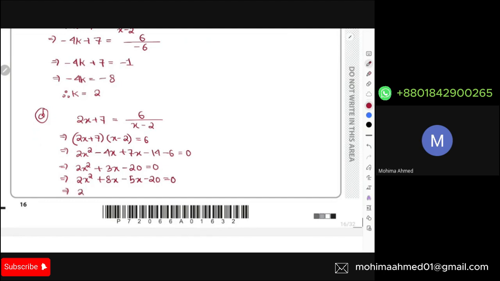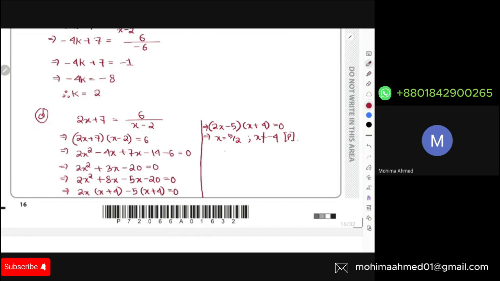From there, I can write 2x(x plus 4) minus 5(x plus 4) equals 0. From there, I can write this as (2x minus 5)(x plus 4) equals 0, which leaves me with the value for x as 5 over 2 and x equals minus 4. I can clearly understand I'm not going to continue with minus 4 because this was already given as the x coordinate of P, and we want to find out the coordinate of Q.